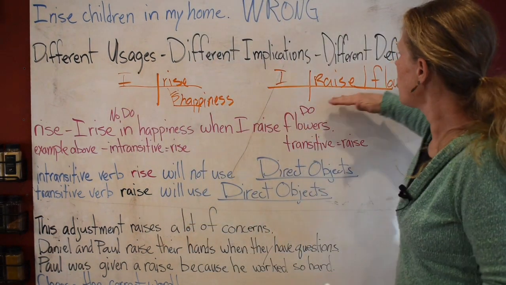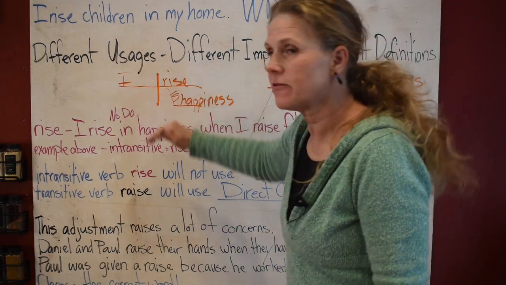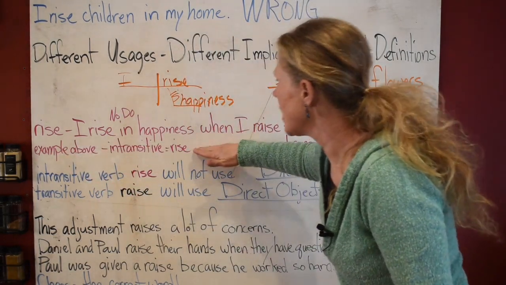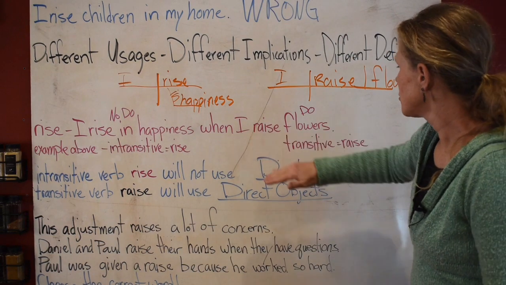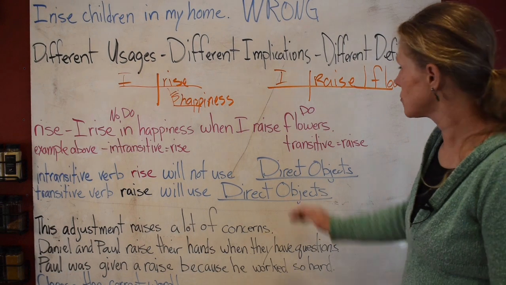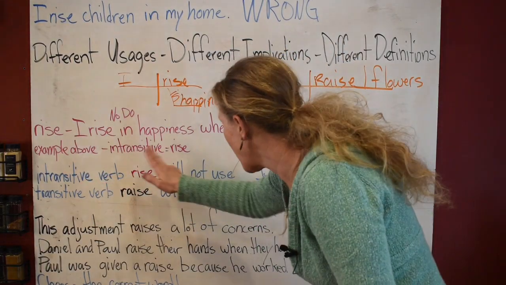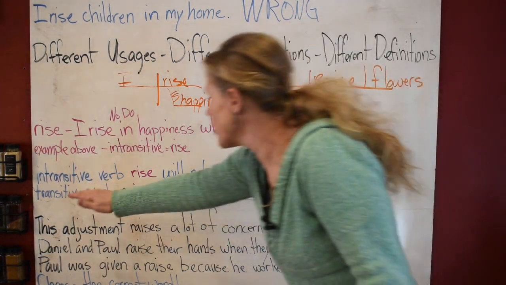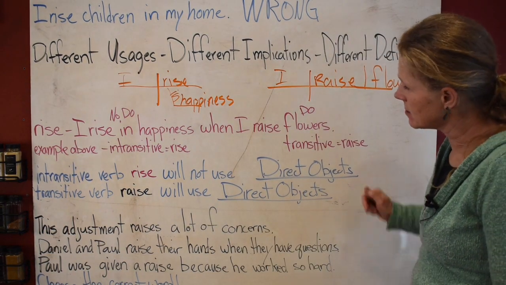So this is what transitive verbs do, and this is what intransitive verbs do. So the example above, intransitive is rise. It doesn't take a direct object, and transitive is raise, and it does take a direct object. So that's how you know how to use those verbs. The intransitive verb rise will not use what? Direct objects. The transitive verb raise will use direct objects.